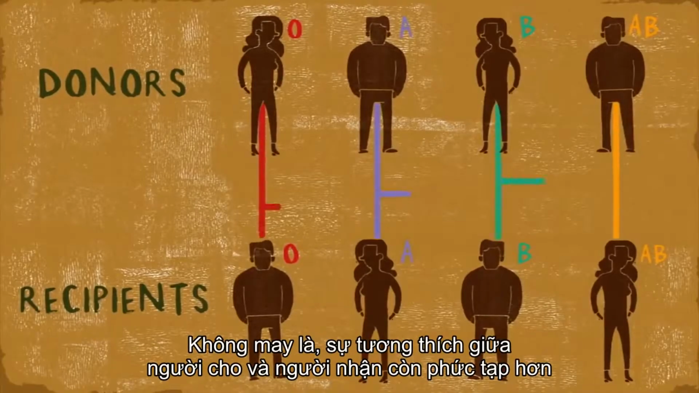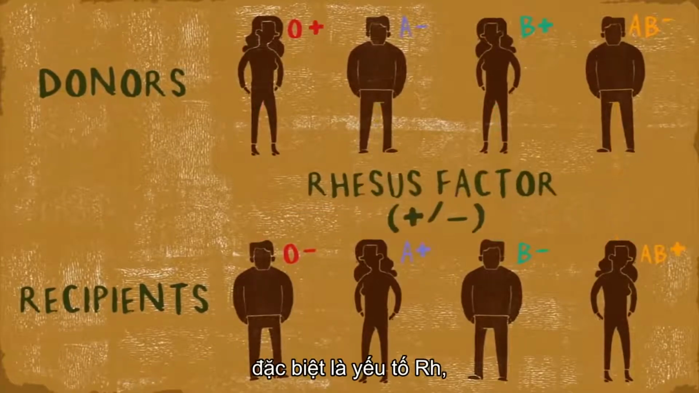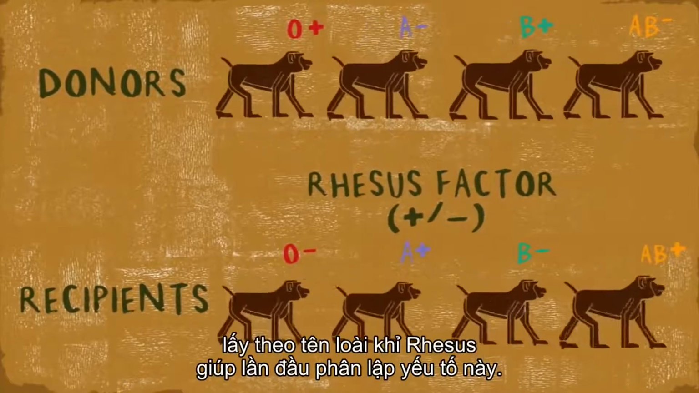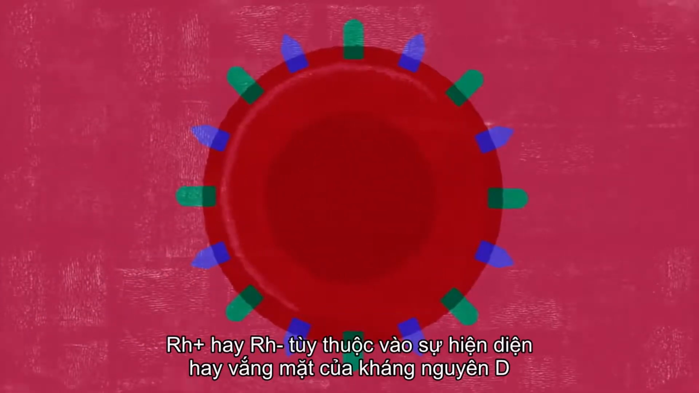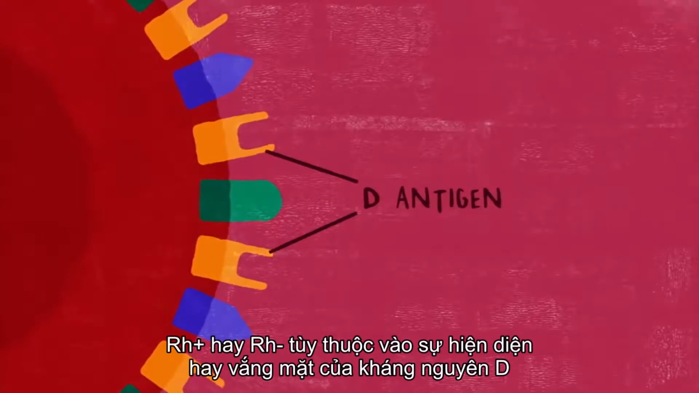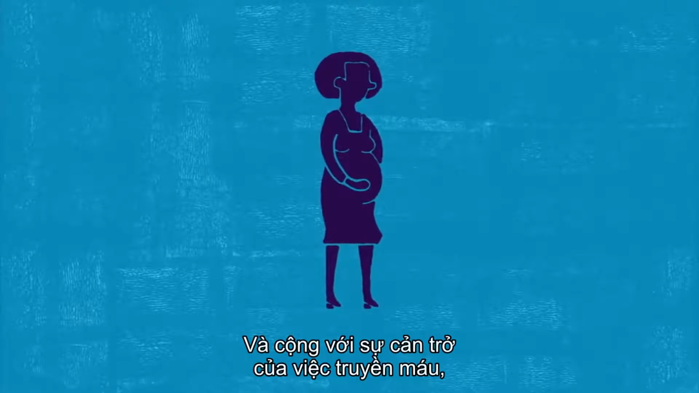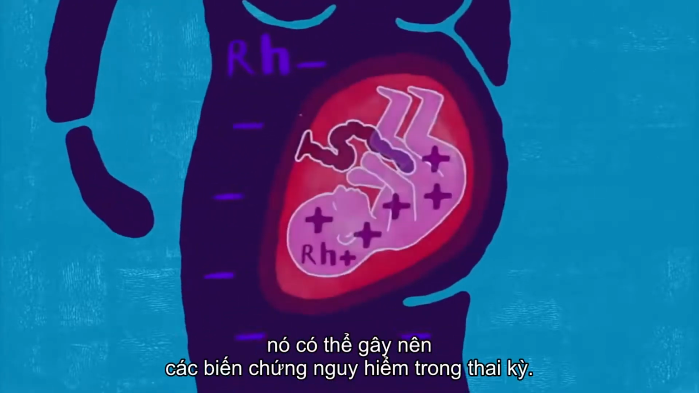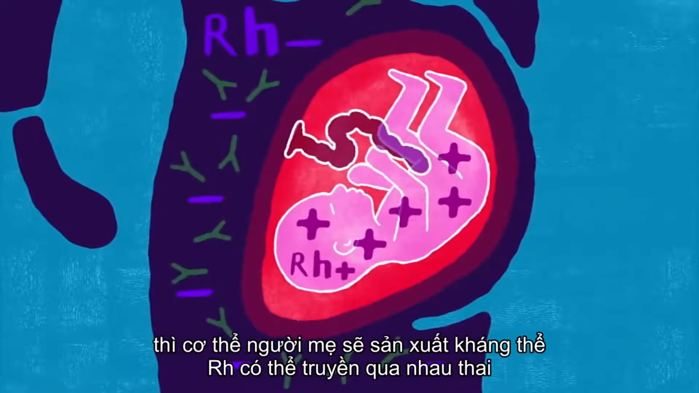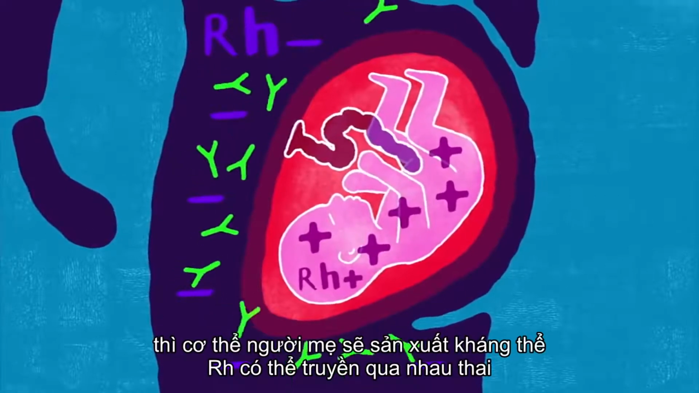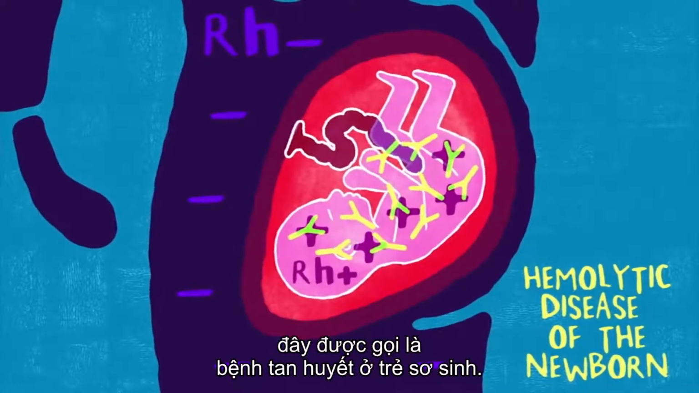Unfortunately, matching donors and recipients is a bit more complicated due to additional antigen systems, particularly the Rh factor, named after the rhesus monkeys in which it was first isolated. Rh plus or Rh minus refers to the presence or absence of the D antigen of the Rh blood group system. And in addition to impeding some blood transfusions, it can cause severe complications in pregnancy. If an Rh negative mother is carrying an Rh positive child, her body will produce Rh antibodies that may cross the placenta and attack the fetus, a condition known as hemolytic disease of the newborn.